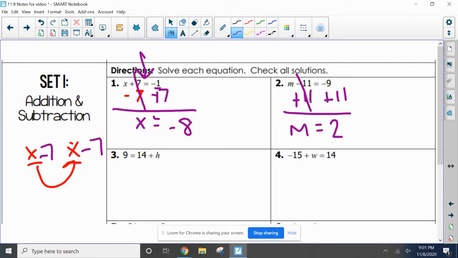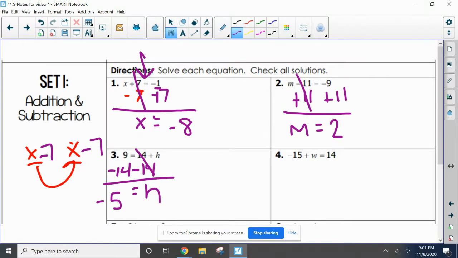All right, on 3, I have addition. Our inverse of addition is subtraction, so we're going to subtract 14 from both sides. 14 from the right side, and 14 from the left side. So on the left side, we're left with h. And then we have 9 minus 14. So again, a positive and a negative. We're going to subtract and keep the bigger sign. So 14 minus 9 is 5, and 14 is bigger than 9, so we're going to keep the negative sign.